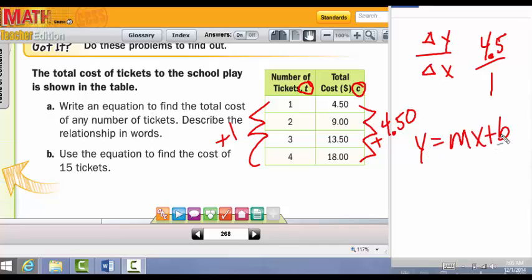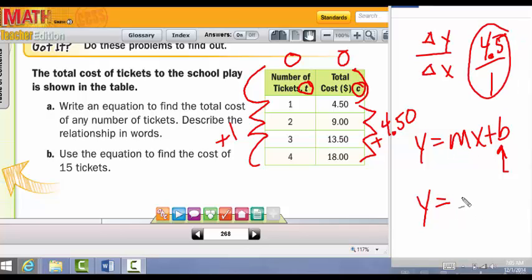In order to try and determine what our b is, we can work backwards and subtract 4.50, and we end up at 0. If we work backwards and subtract 1, we also end up at 0. So we can see that our b value, our y-intercept, is going to be 0, so we don't have to write it. So it's a matter of y equals our slope, which is 4.5, times x. So we have an equation.